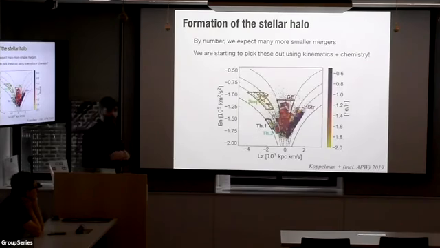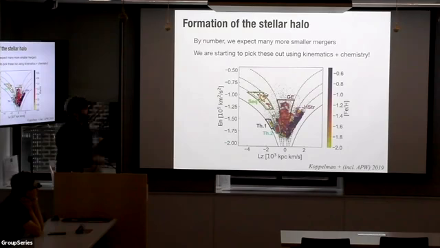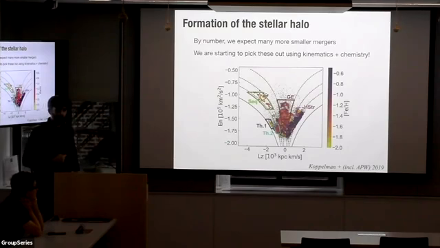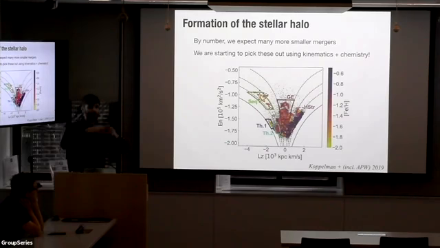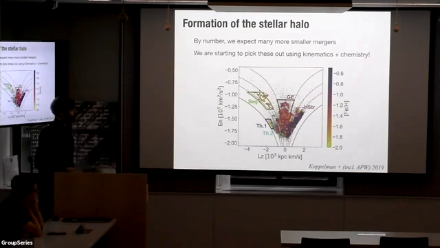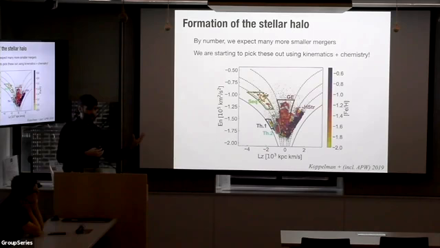But by number, if we want to try to reconstruct the dN/dt/dμ, by number we expect many more smaller mergers over that same amount of time. And the question is, how can we pick those out over the bulk of the mass, which was contributed by very few mergers? So we're starting to be able to do this by combining both dynamics and chemistry.